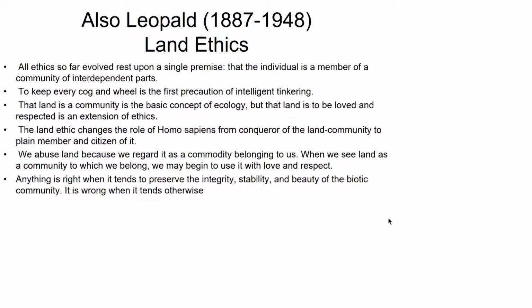We abuse land because we regard it as a commodity belonging to us. We sell and buy land, and once we so-called own the land, we do various things. This should not be done in a way that will affect the existence of life on the land. When we see land as a community to which we belong, we may begin to use it with love and respect. Anything is right when it tends to preserve the integrity, stability and beauty of the biotic community. That means the living system should be allowed to live and be preserved. It is wrong when it tends otherwise. That means when we try to destroy the integrity, stability and beauty of the living systems, we are doing wrong, and that is what is causing problems to the environment and the ecology.